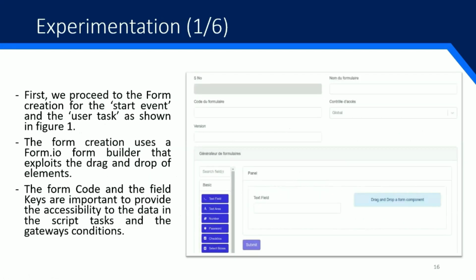So first, we proceed to the form creation for the start event and the user task as shown in figure 1. This is the form creator. We have to fill all those fields, and then we can create the form by using a drag and drop of components, which is the extension of the Form.io extension here. So the form code, which is filled here, and the field keys, which are added to each field, are important to provide the accessibility to the data in the script tasks and the gateway conditions.